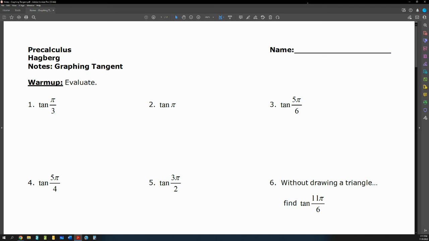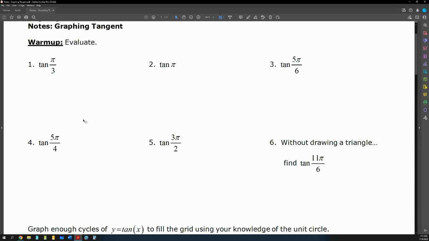Hi everyone. Today we're going to be looking at graphing the tangent function. So first I want to start with this warm-up. Let's evaluate the tangent function for each of these values. So we'll start with tangent of pi thirds.